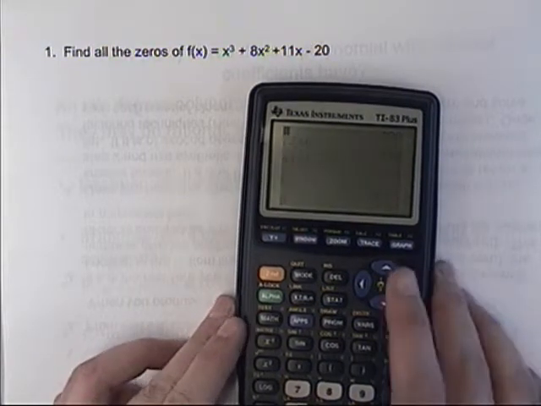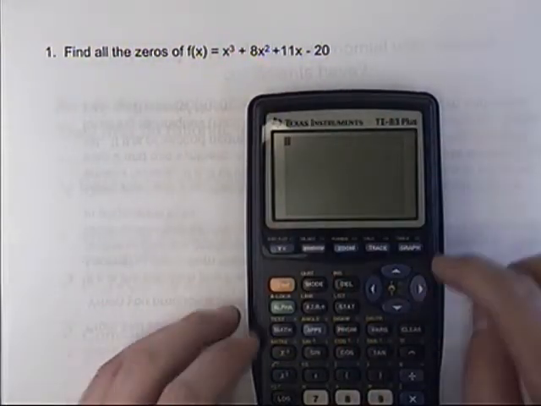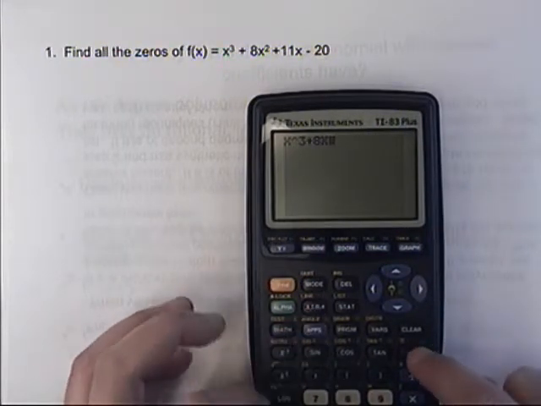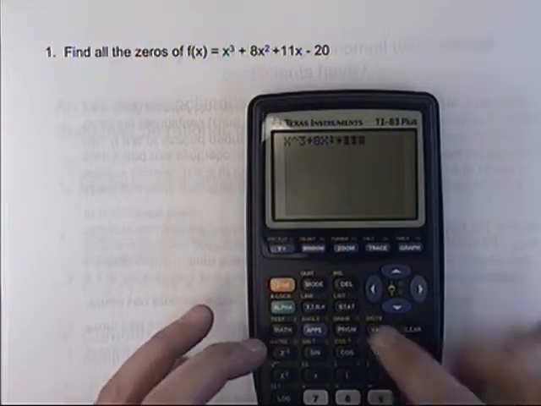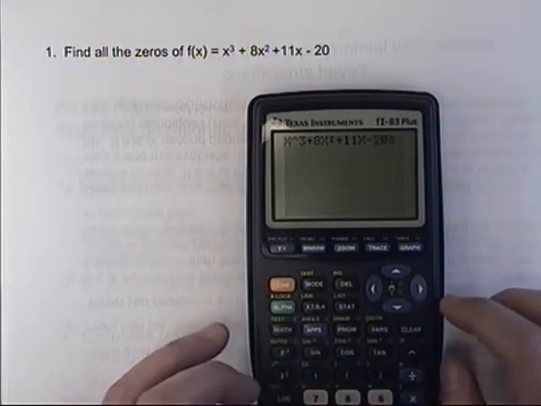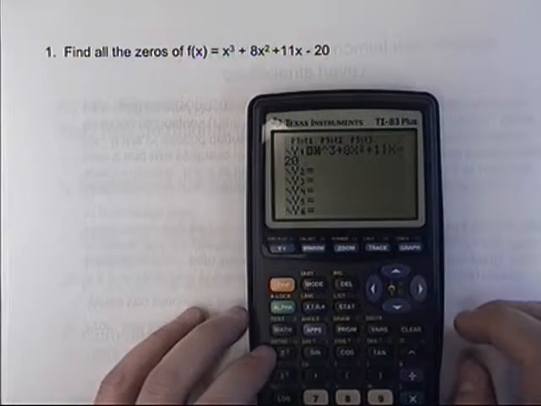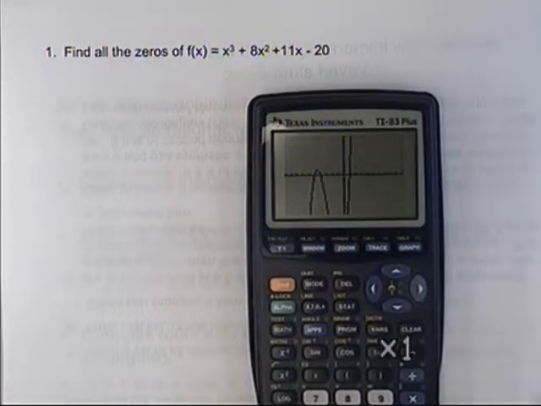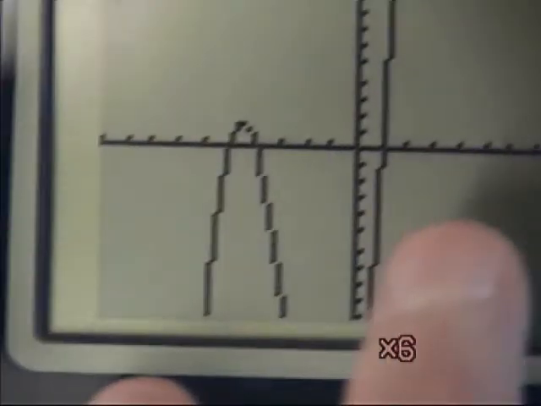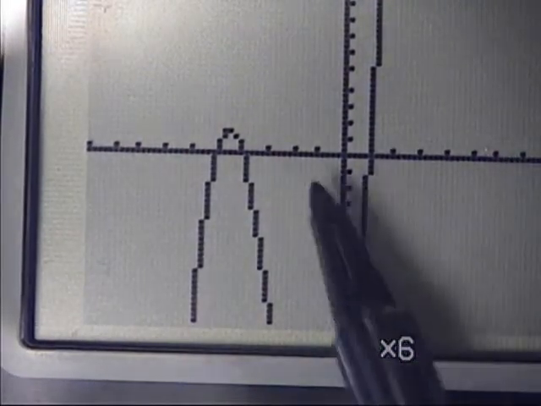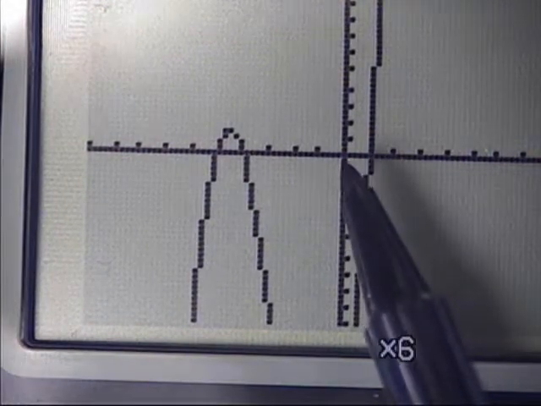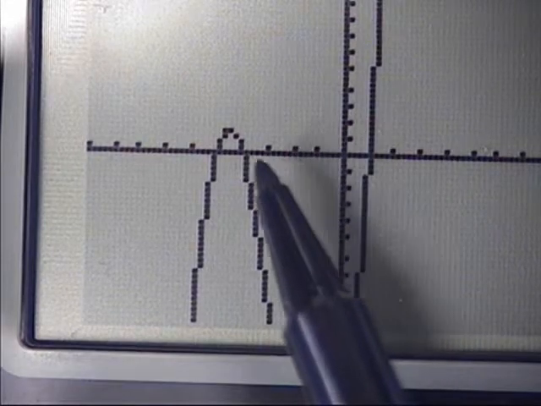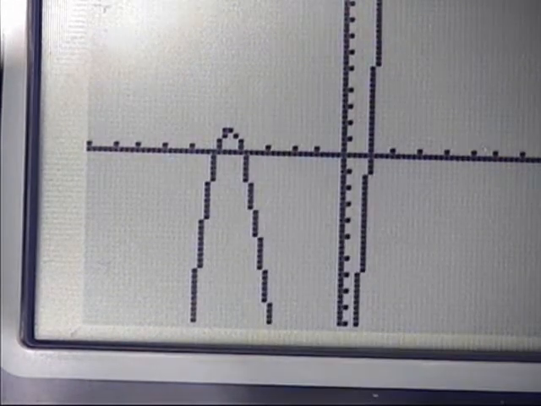Well, the first thing we're actually going to do is enter the function into our graphing calculator. So I have x to the third plus 8x squared plus 11x minus 20. There we go. All right, so if I graph that, and I zoom in on that, let's take a look at this graph. Here's 0. It looks like we have 3 x-intercepts. One at positive 1, one at negative 4, and one at negative 5.